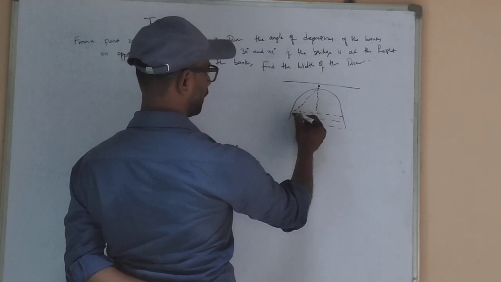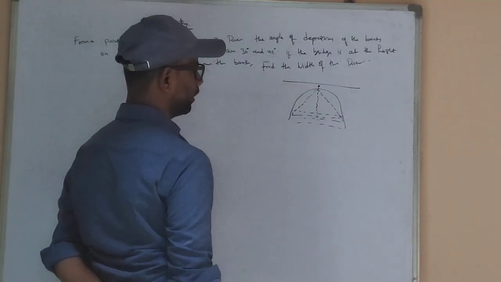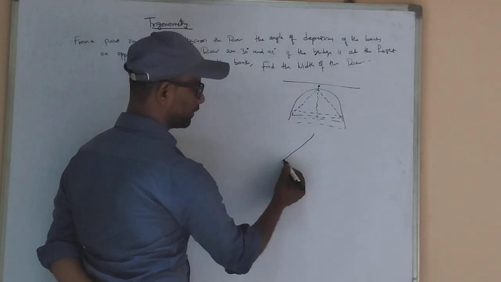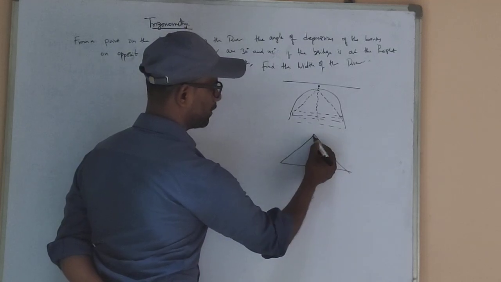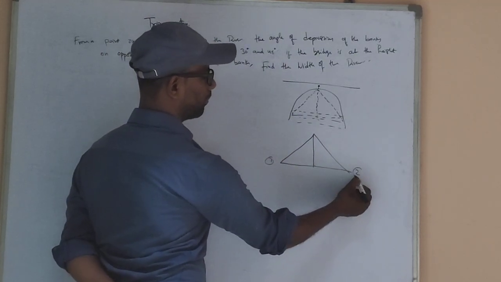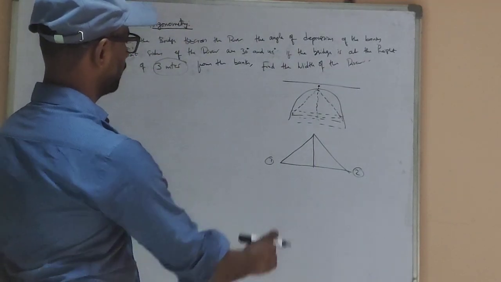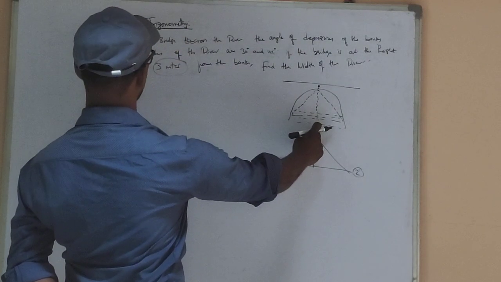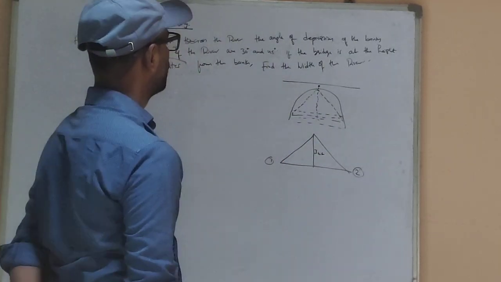Now here, just draw a triangle like this. Now see how it appears. It appears like this. This is the height. This is the one bank. This is the other bank of it. So he had given the height of the bridge from the point where the person is standing, and that height is 3 meters.